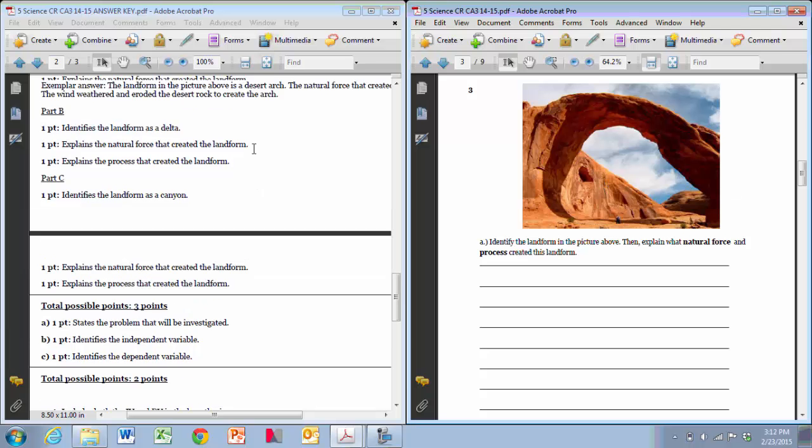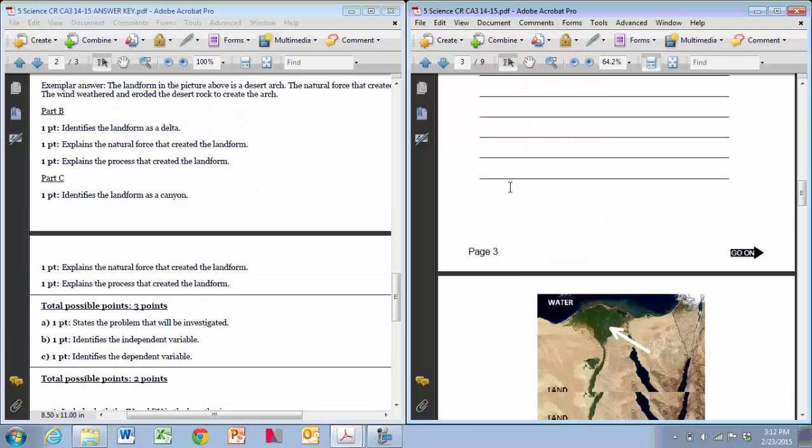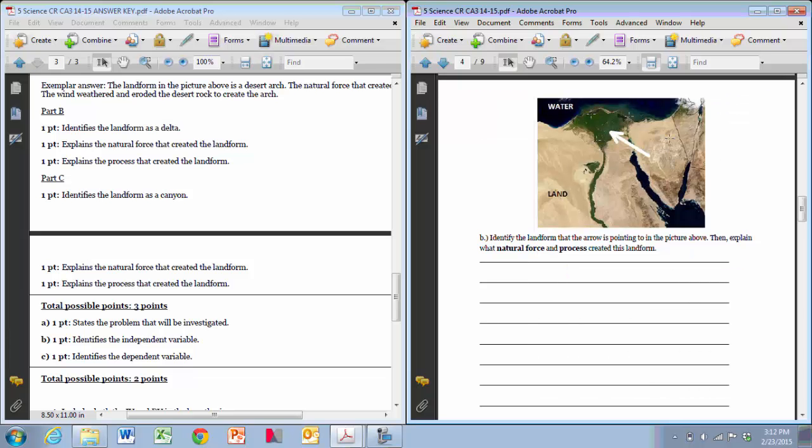For part B, right here, this is the landform right here that it is asking scholars to identify and to note the natural force and process that created the landform. So this landform is a delta, and scholars should write that deltas are formed from the deposition of sediment carried by a river as the water flows slow down at the mouth of a river. So the landform's name is a delta. The natural force is deposition, and the process is flowing water.